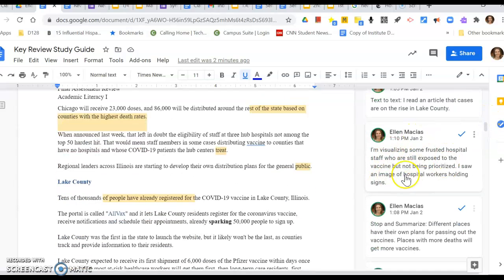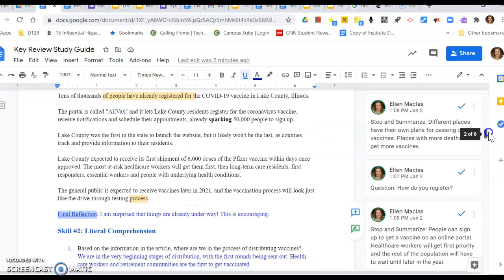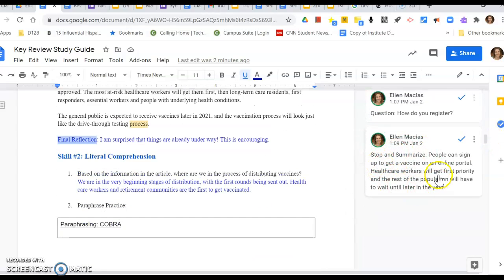A visualization as I'm reading this thing about hospital staff. I'm seeing something in my head, so I'm just describing what that visualization is. Another stop and summarize. I use the section headings as a reminder that I shouldn't go much further before I stop and summarize there. Here's another question, how do you register? And a final stop and summarize at the end.